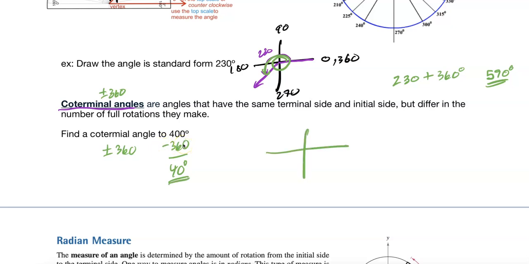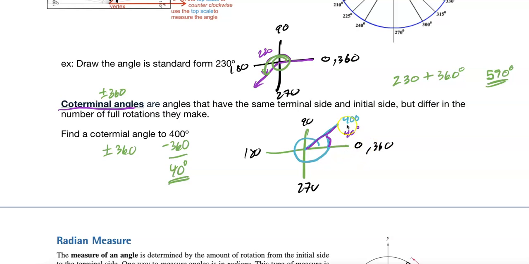If I would graph both of them, here's 0, here's 90, 180, 270, 360. Let me graph 400 first, right? So we go all the way around to 360. You're like, ooh, I'm not done yet. Right? But how much more do you have left over? I have 40 more because I went 360. So you go a little bit higher. And that's 400. But it's also just the angle 40.